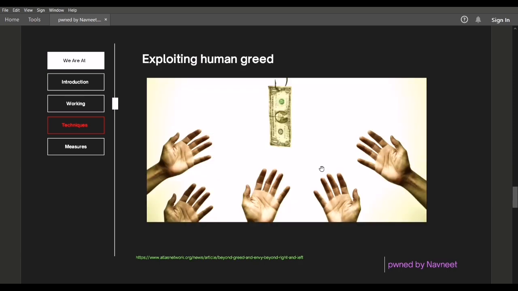The third one is exploiting human greed. Using this technique, the social engineer may lure the user with promises of making a lot of money online by filling in a form and confirming their details using credit card details.